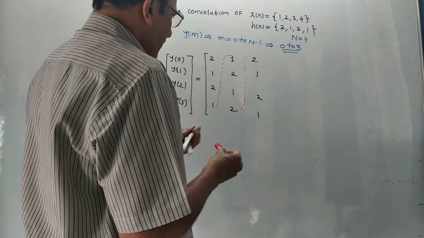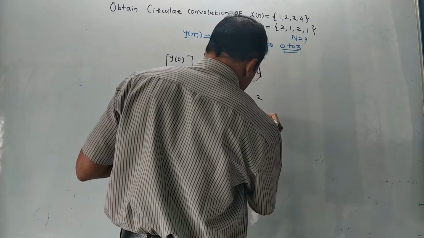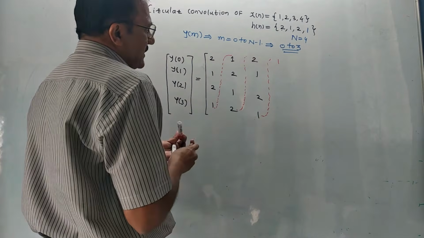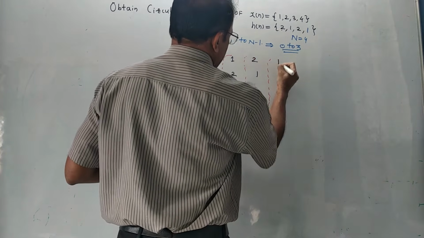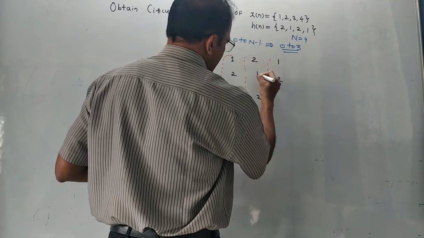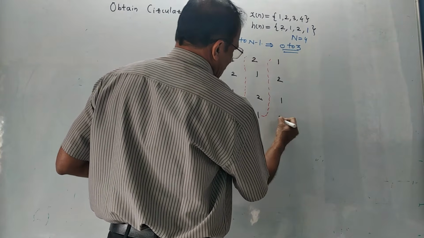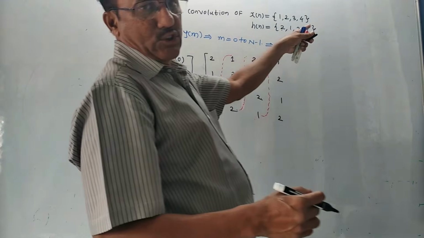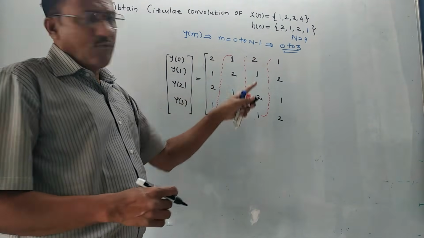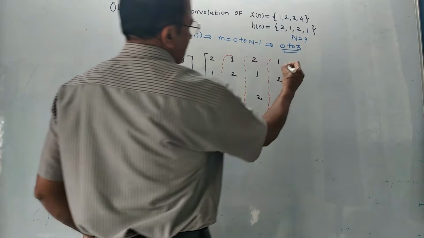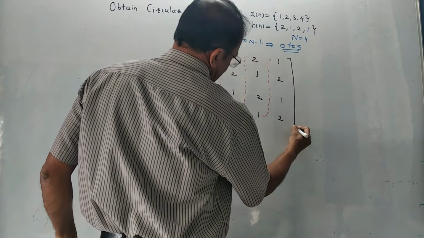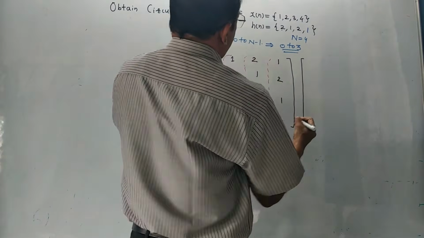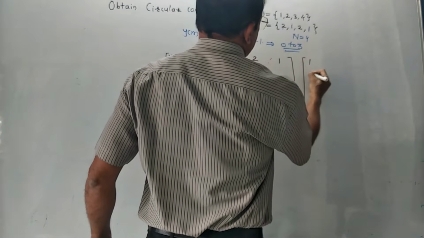Again, rotate it by 1 position. So this last one will now be at the top position. Then every sample will be shifted downward. So this 2 will be here, this 1 will be here, this 2 will be here, like this. What should be the size of the matrix? Very simple. There are 4 samples. So the size of the matrix should be 4 by 4. That means 4 rows and 4 columns. So this is the matrix H of n. After that, write matrix X of n as a column matrix, which is as it is.